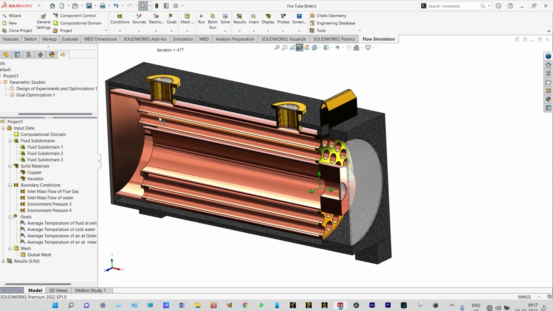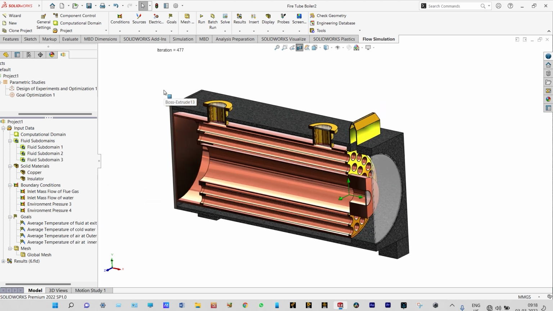And all these tubes are surrounded with cold water, which is fed from this one. As hot flue gases pass through these tubes, and the tubes are surrounded with cold water, the water will be warmed up, and finally we'll get steam from this water, and that will be collected from this opening, right? We can cut this from a different plane also. Let us cut it from some other plane.